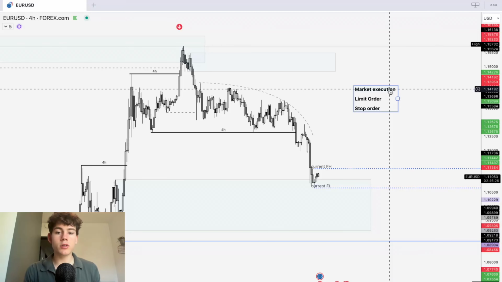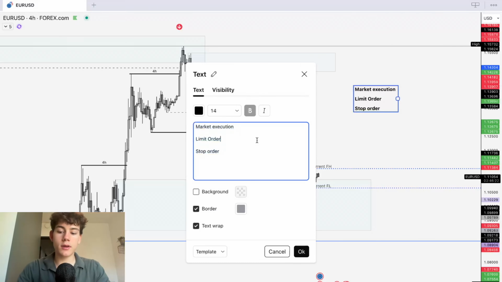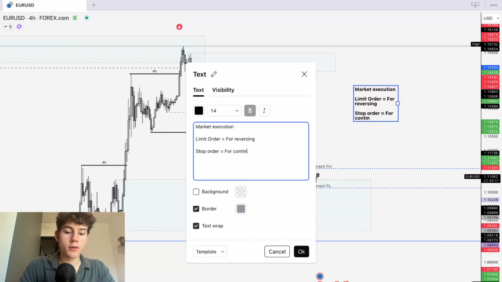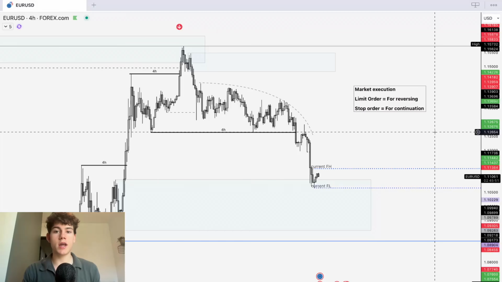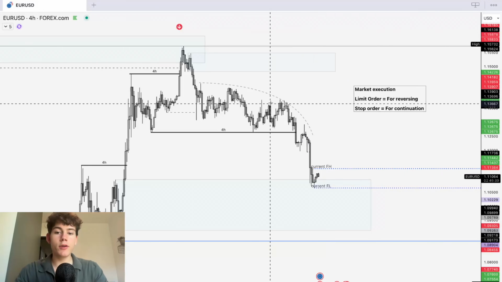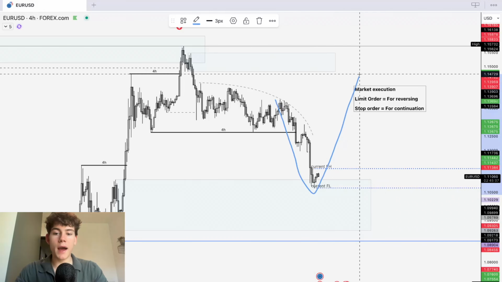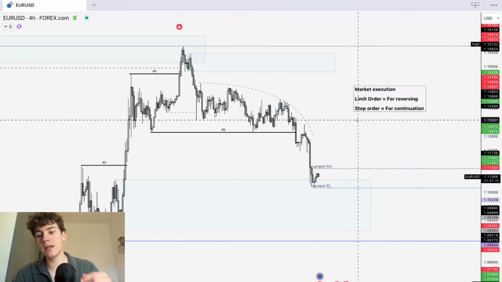So limit order is when you expect to reverse. So let's write that down. Limit order is for reversing and stop order is for continuation. So now that we know that limit orders are for reversing, how does it actually work? Basically, if we move down lower and then we move up higher, that's a reversal, right? Then we are reversing towards the upside. So how do we use the limit order?